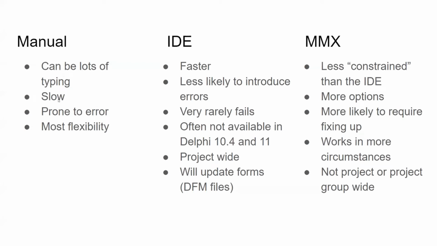Manually, it's lots of typing, slow and prone to error, but you've got the most flexibility. Model Maker Code Explorer can also make the extracted method a function that returns something, but I haven't really played around with it enough. I've only just started using it because the refactorings in the IDE are quite broken.